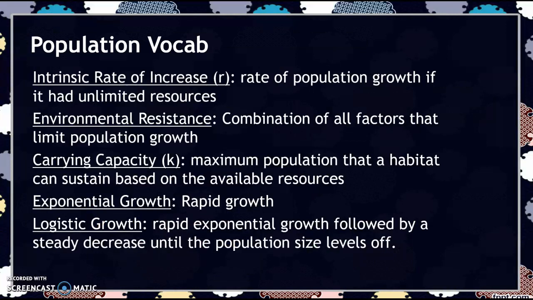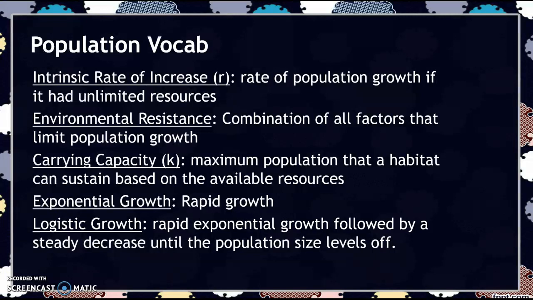So some vocab that's important to know is the intrinsic rate of increase, or r. And this is the rate of population growth if it had unlimited resources. So this is kind of your ideal rate of increase. Environmental resistance is the combination of all the factors that limit population growth. Carrying capacity, or K, is your maximum population that habitat can sustain based on the available resources.